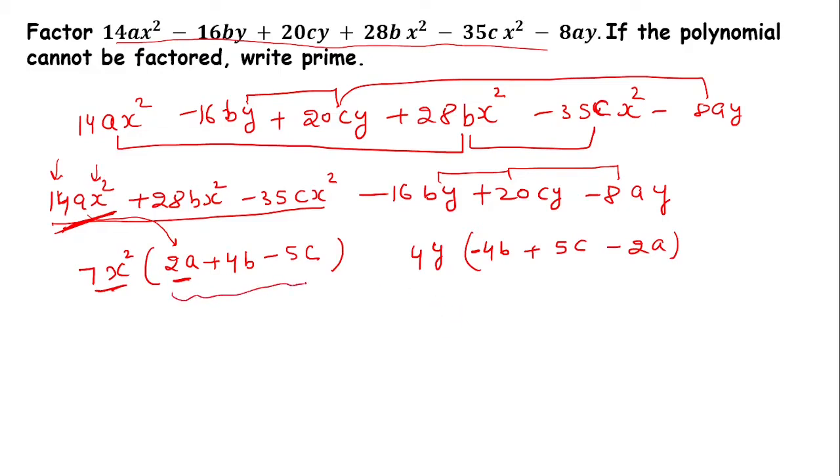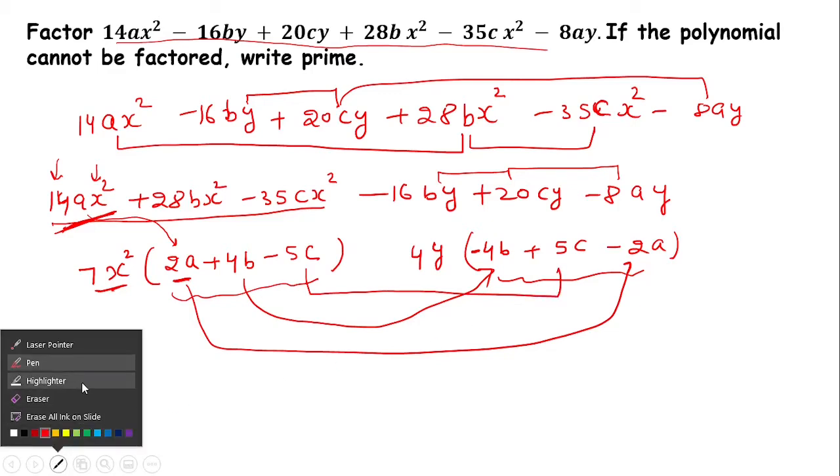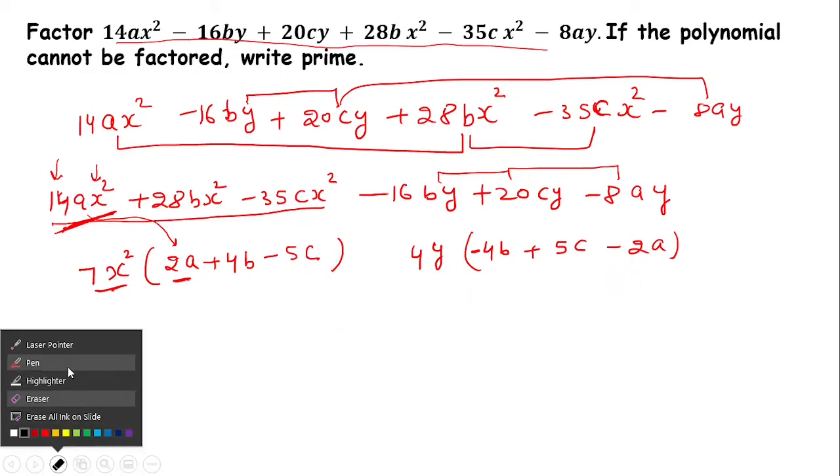Is this value and that value both the same? No. Here we have positive 4b, here we have negative. Here we have 2a positive, 2a negative. This is minus 5c, this is positive 5c. So how can I make them the same? Is there any way to make them the same? Yes, we can make them.